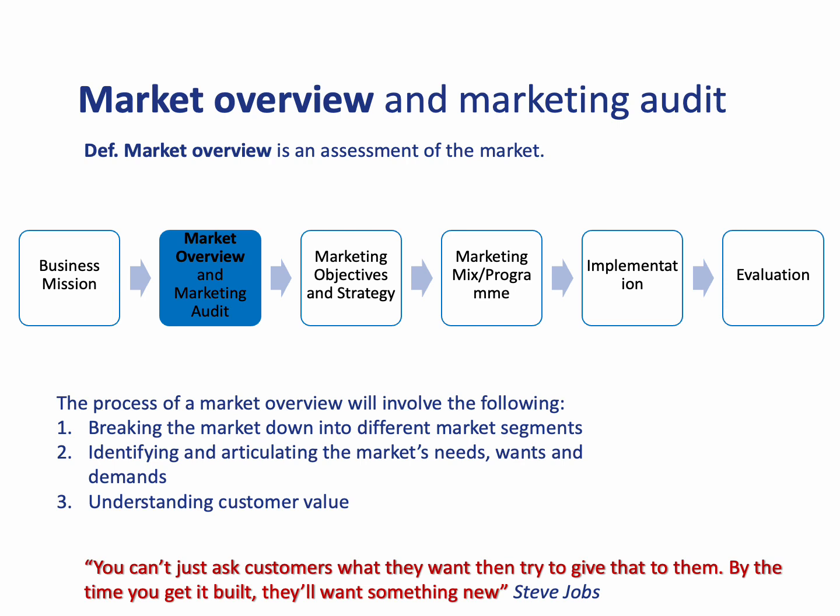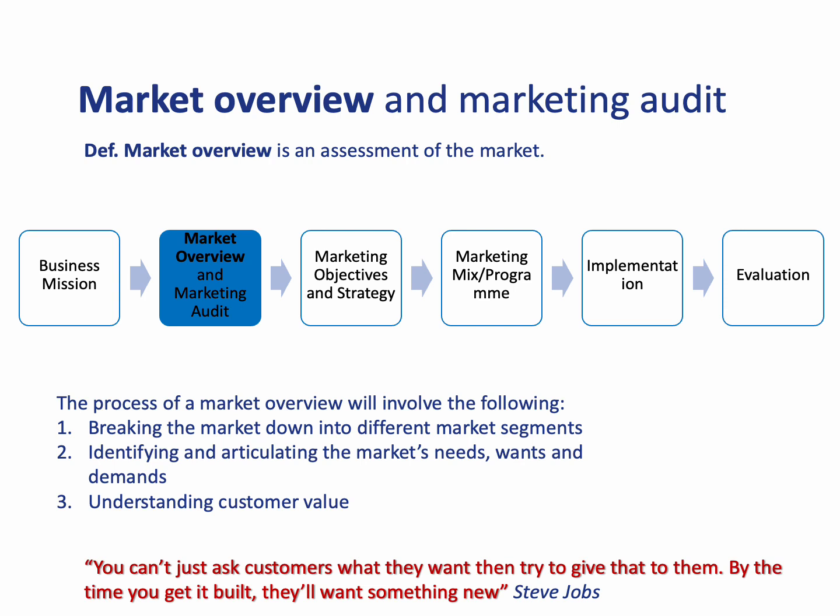So, what would the process of market overview involve? Breaking the market down into different market segments. This will be discussed in more detail later. Identifying and articulating the market needs, wants, and demands. Also will be discussed later in different videos. And finally, understanding customer value. We already discussed this in a different video, and we will address this more as well.